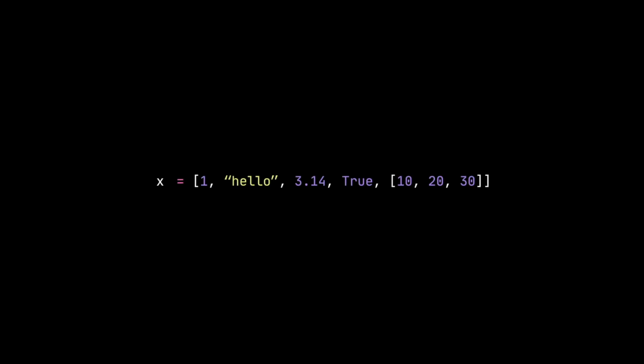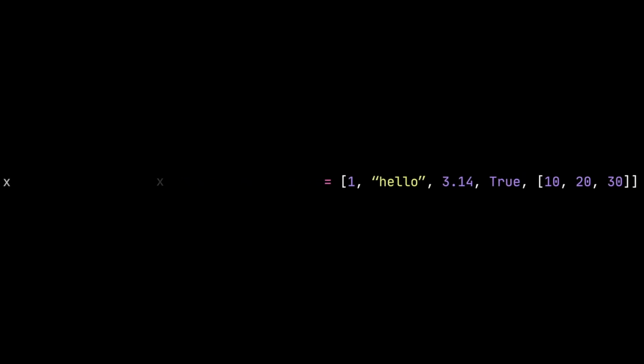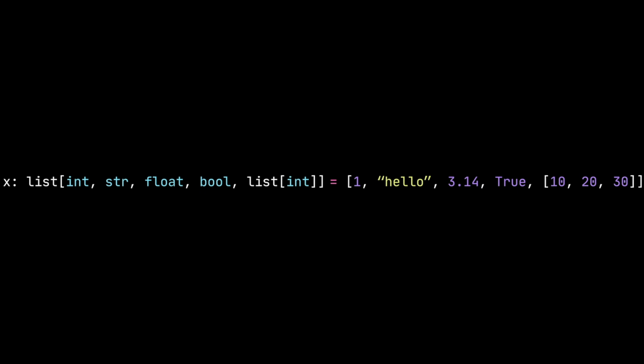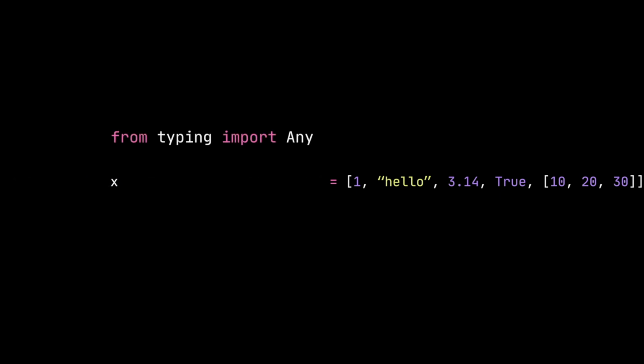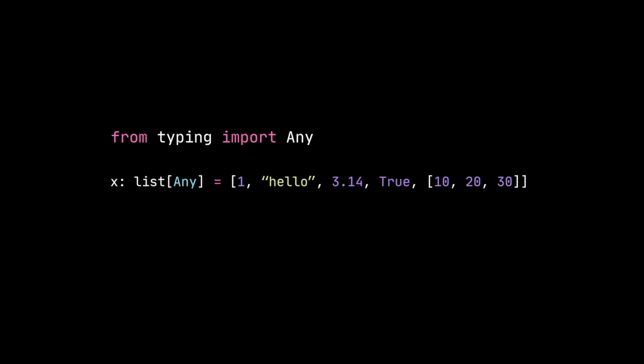What if we have a collection with a bunch of mixed types? In this case, we have a list of an integer, string, float, boolean, and then a list of integers. Instead of creating a complex type annotation to handle all the possible types, we can import the any type and annotate the variable with list of any. This simplifies the type annotation, but it signifies that the list could be of any type. So if we use this with mypy, type checking won't be enforced. Any should only be used with very dynamic types, like in this case, or unknown types.